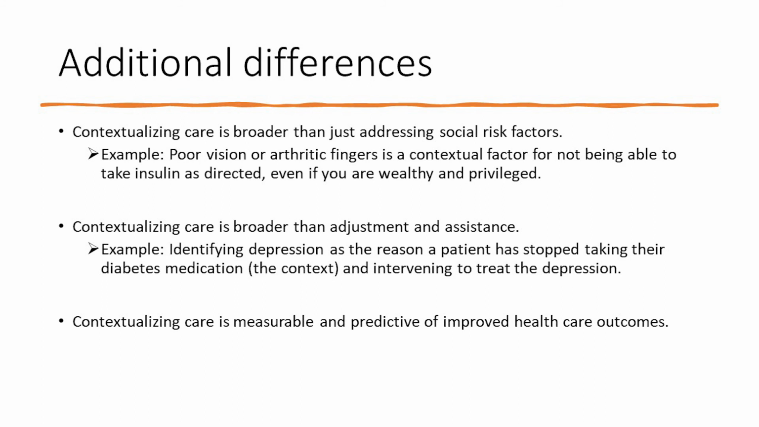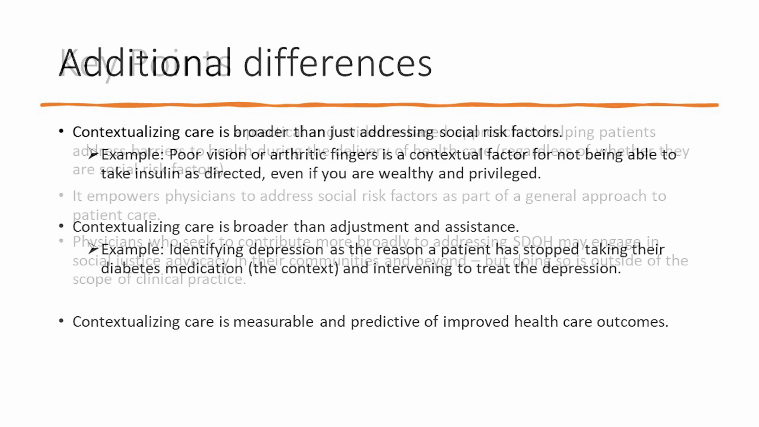Now, there is no 4C equivalent for determining whether social determinants of health have been addressed. However, as I pointed out, some of the activities in the National Academy of Medicine's framework for responding to social determinants, specifically adjustment and assistance, are part and parcel of contextualizing care. So 4C would certainly apply to assessing those aspects of attention to social risk factors.